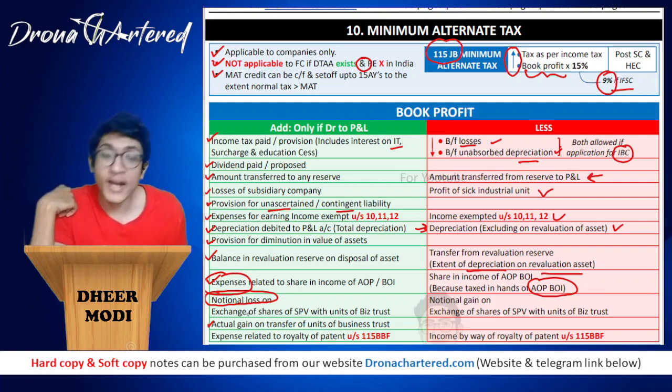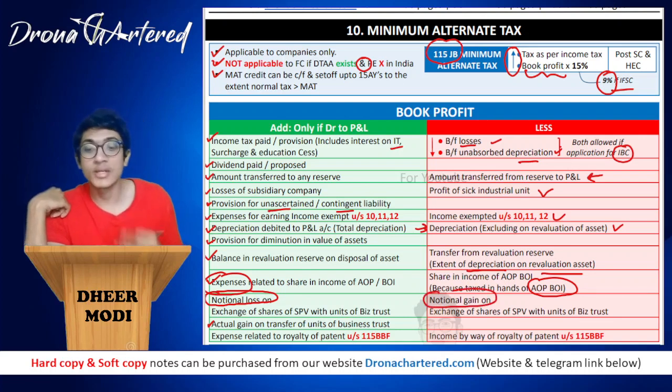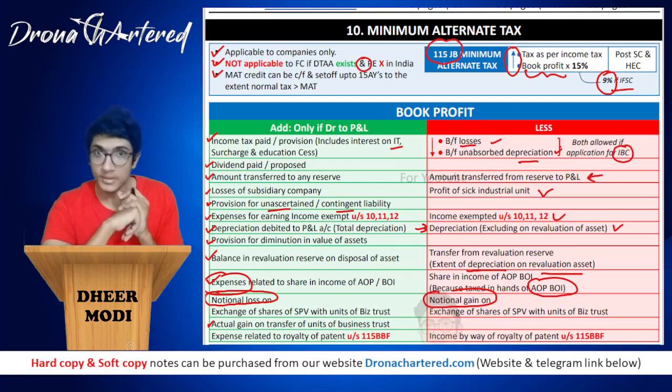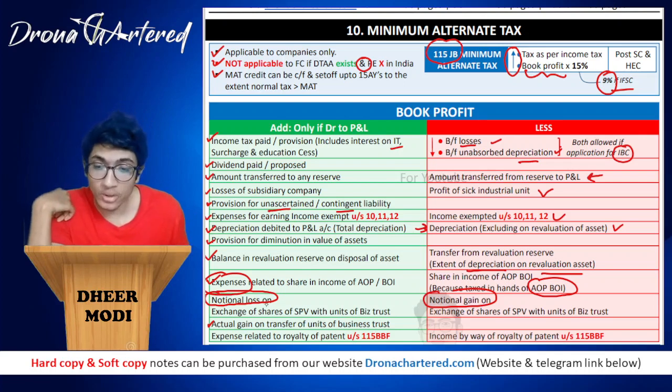Over here, what did we add back? We added notional loss on exchange of shares. Therefore, they will also allow you to subtract any notional gain on exchange of shares of SPV with unit of business trust. Okay, so notional loss will be added back and notional gain will be subtracted.